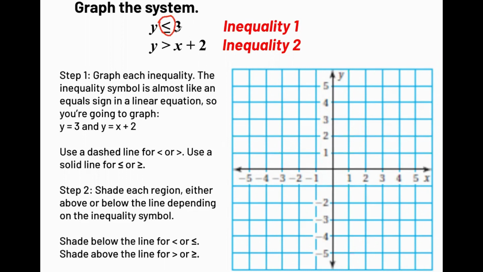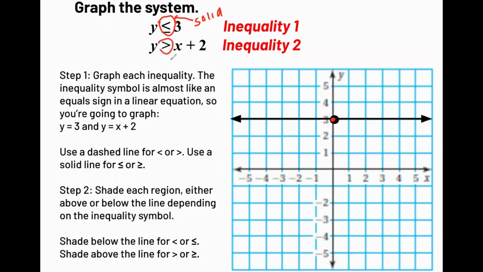I'm first going to graph y is less than or equal to 3. Since we have less than or equal to, we know that this is going to be a solid line. And as a linear equation, that would be y equals 3. So you're just going to draw a horizontal line through the point 3 on the y-axis. So this is how our very first line will look like. And once you've graphed that, you can go ahead and graph your other equation or inequality.